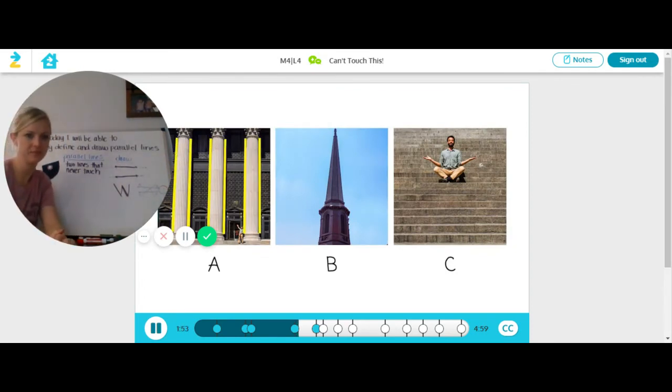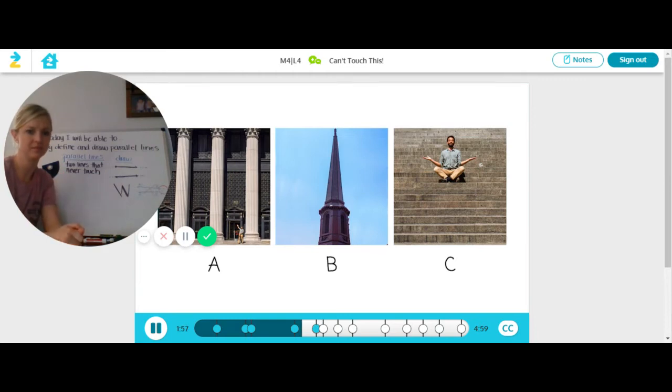The pillars in the first photo are parallel. Even if we extend them, they never intersect. That's right. Sophie, how about the church steeple? Those line segments in the steeple aren't parallel. If we extended them, they would intersect. But the stairs are parallel. Nice job, guys.